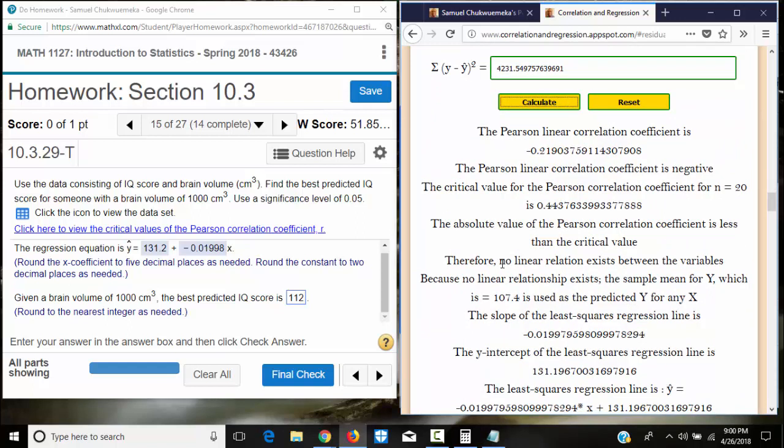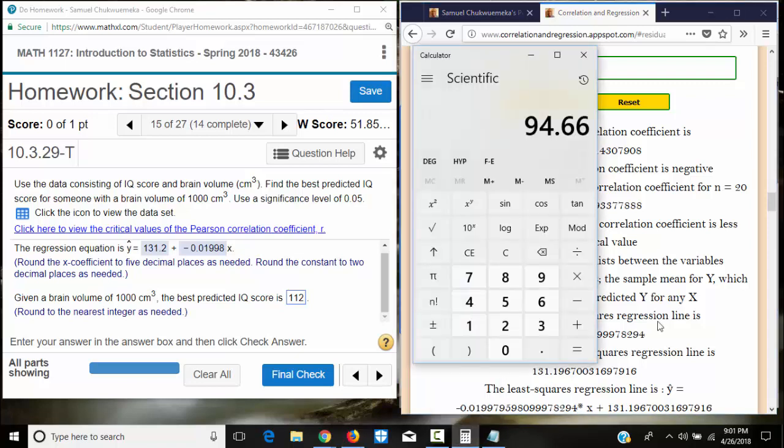Oh wow, no linear relation exists between the variables. So probably what StatCrunch was doing, who knows what StatCrunch was doing? I don't know. StatCrunch probably thought that a linear relation existed between the variables. Let's see, just to make sure. Maybe that was what StatCrunch thought.